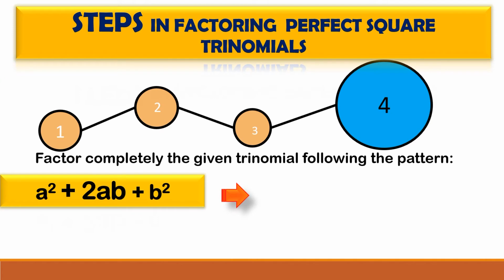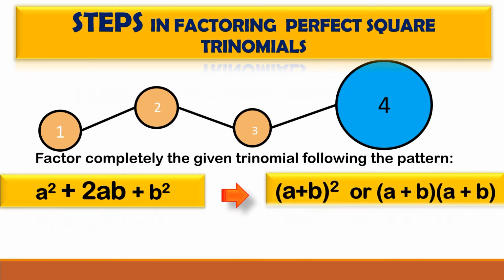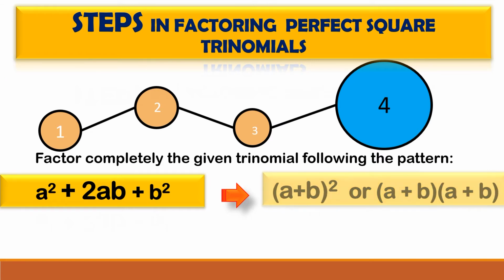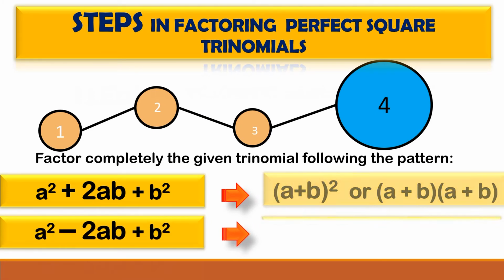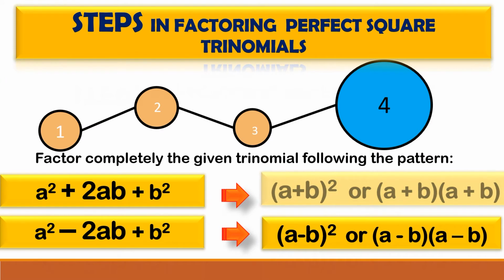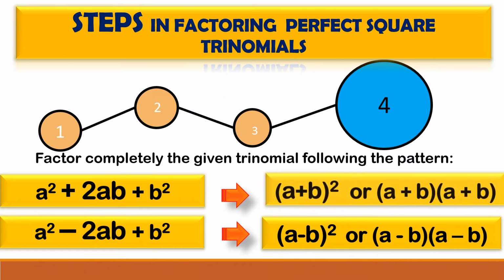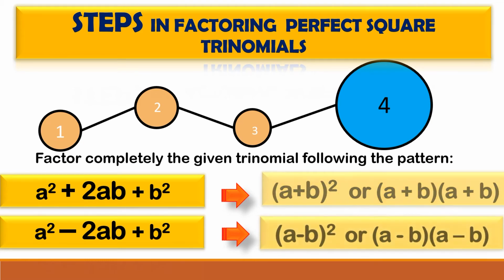If you have a squared plus 2ab plus b squared, then you can factor it as the quantity a plus b squared, or a plus b times a plus b. So if the middle term of the perfect square trinomial is positive, then the sign in between the binomial is also positive. And if you have the trinomial a squared minus 2ab plus b squared, then you can factor it as the quantity a minus b squared, or a minus b times a minus b. So if the middle term of the perfect square trinomial is negative, then the sign in between the binomial is also negative.